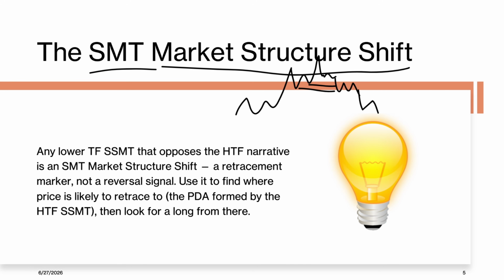Use it to find where price is likely to retrace to. The PD array forms from the higher time frame sequential SMT, then look for any longs from there, or vice versa. We need to form a change of state. Whenever we have SMT, this is good. Let's say we form a PD array such as a gap, breaker block, or mitigation block, let's say 50%, and we're trying to go long. Look for some longs. This is basically the A plus setup. This is all you need.